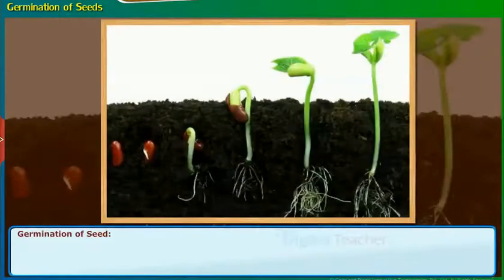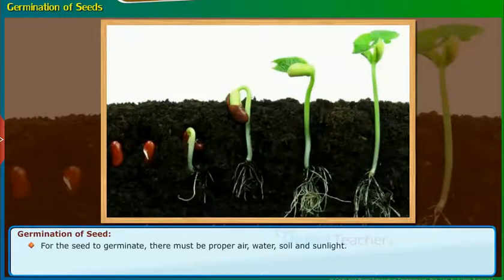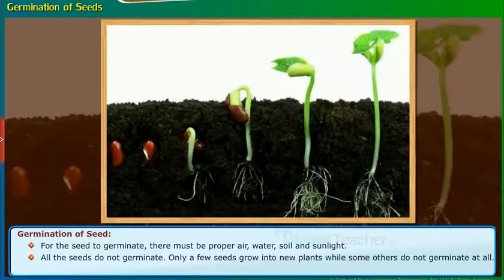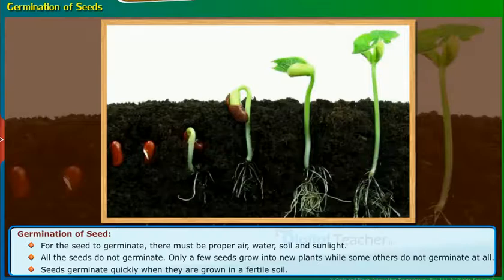Here, let us know the requirements for the process of germination of seeds. For the seeds to germinate, there must be proper air, water, soil, and sunlight. All the seeds do not germinate. Only a few seeds grow into new plants, while some others do not germinate at all. Seeds germinate quickly when they are grown in a fertile soil.